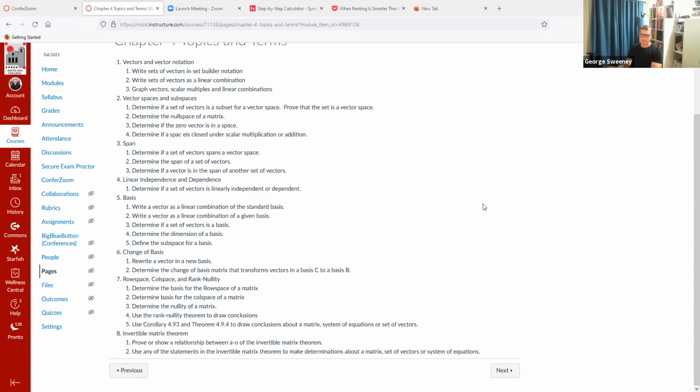And then the invertible matrix theorem. Prove or show a relationship between A through O of the invertible matrix theorem. Basically, you're given a matrix or information about a square matrix, and you'll need to be able to tell me something else about that matrix, just like we did earlier on in class. Use any of the statements in the invertible matrix theorem to make determinations about a matrix, set of vectors, or system of equations.